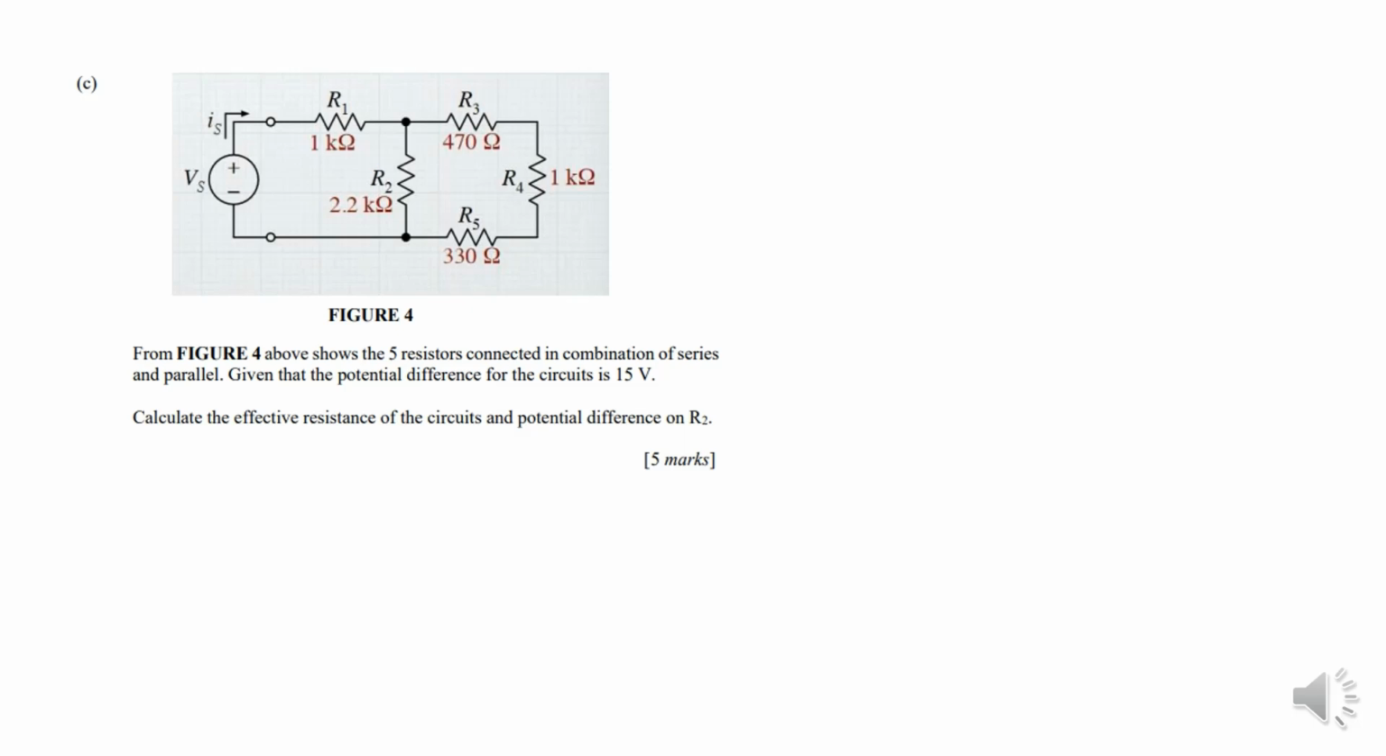Okay, question number C. From figure 4 above shows 5 resistors connected in combination of series and parallel, given that the potential difference for the circuit is 15 volt. Calculate the effective resistance R total of the circuit and the potential difference across R2. So dia nak V2.